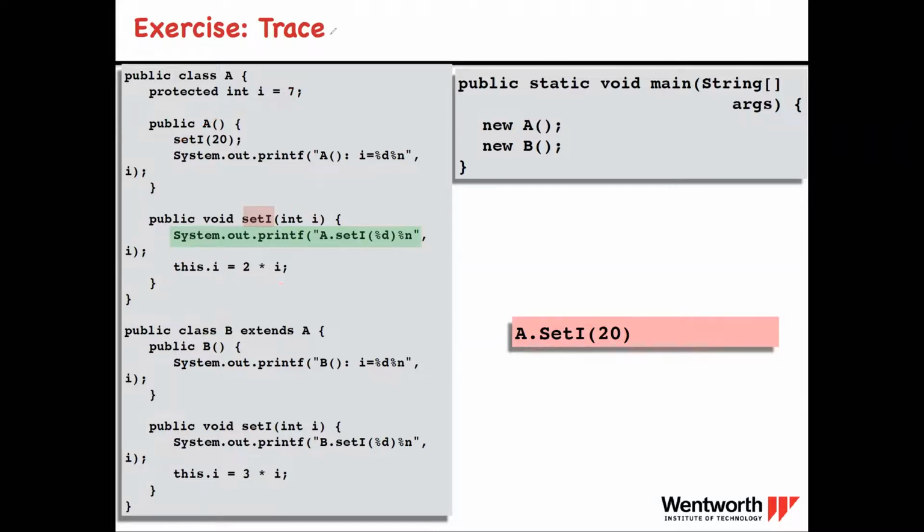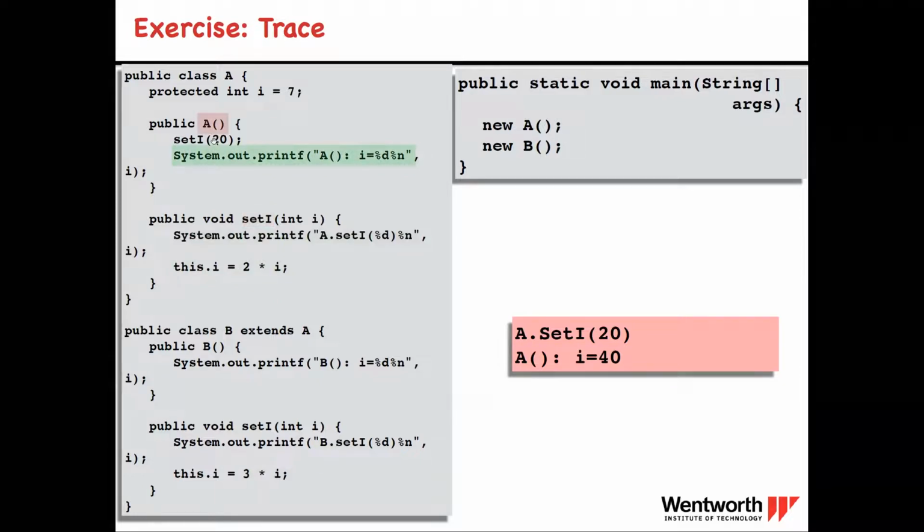So we run that line, and then we come back here. We finished with the setI, and we print out i equals 40. That's exactly what we should expect. And then we're done. So we just did the A stuff here. So these first two lines came from creating A. We had 2 prints, we ran the functions, everything here happened with that particular object.